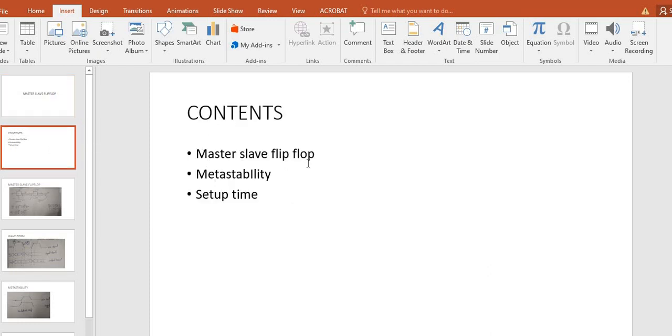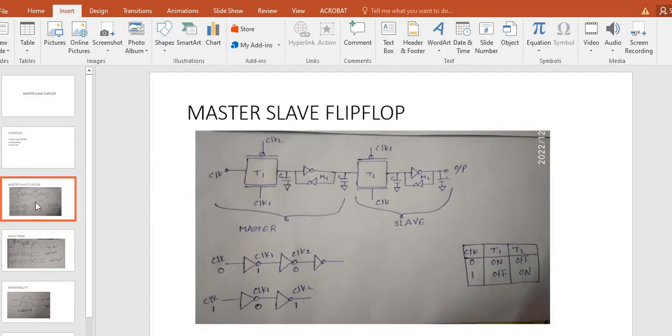Contents: master slave flip-flop, metastability and setup time. First we can see the master slave flip-flop, what will happen here. Okay, this was the circuit of the master slave flip-flop. Here I use two pass transistors T1 and T2 and also two memories. Okay, let me enter into the operation.